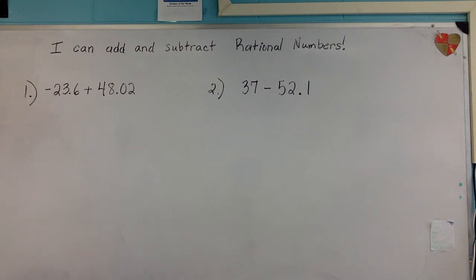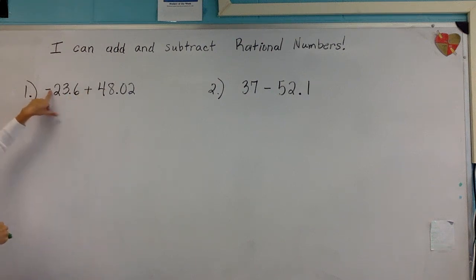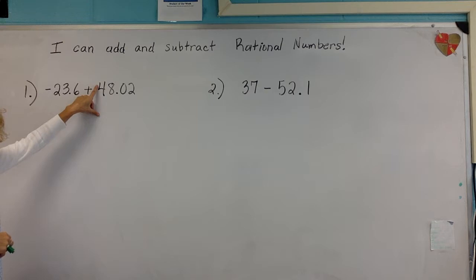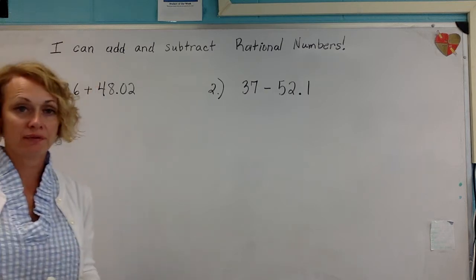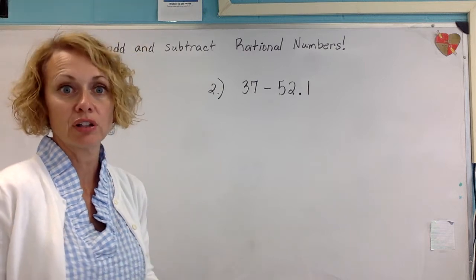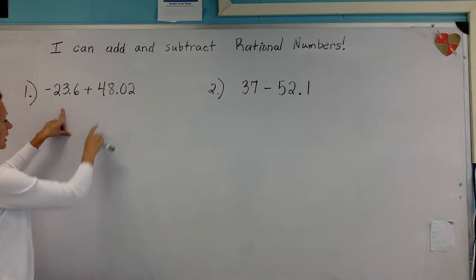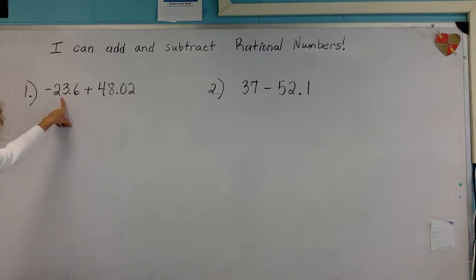So here's what I'm going to do. I'm going to use my rules for integers. I'm going to say, hey, this is an addition problem, and I'm going to look at the signs of those two numbers. This one is negative, this one is an understood positive. And remember, when signs are different, you subtract those values and take the sign of the larger absolute value. So I need to take the larger absolute value and subtract out the smaller value.